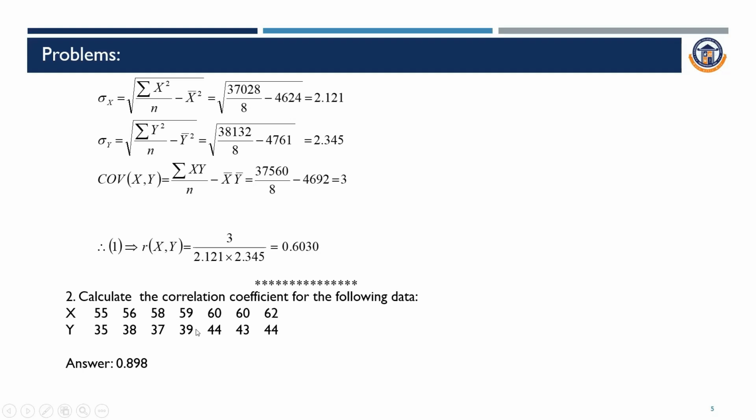This is the second problem. The question is the same, correlation coefficient. Here x data is given and y data is given. Using the same correlation formula, we calculate our correlation. Its value is 0.898. This value also lies between -1 and +1.